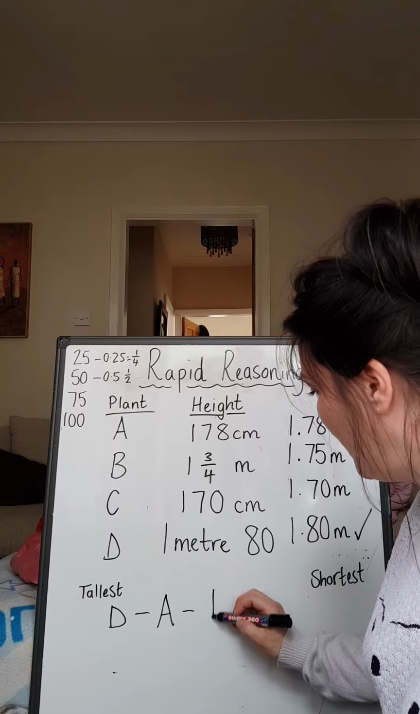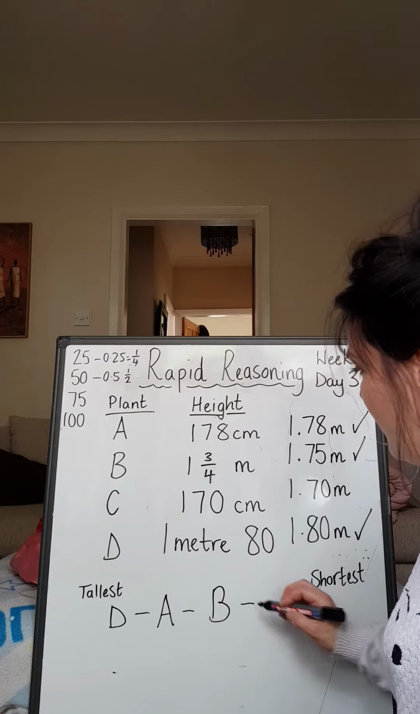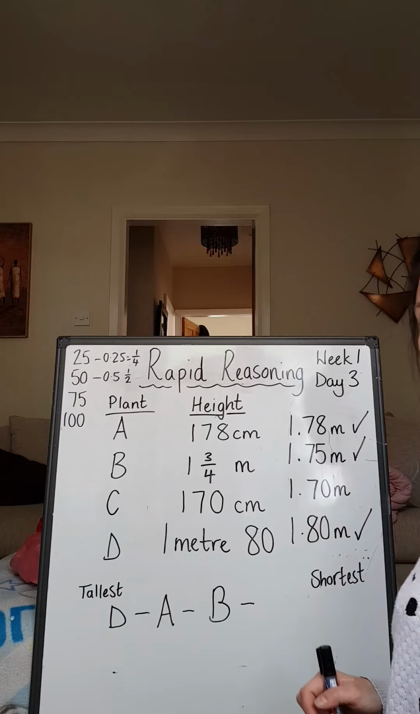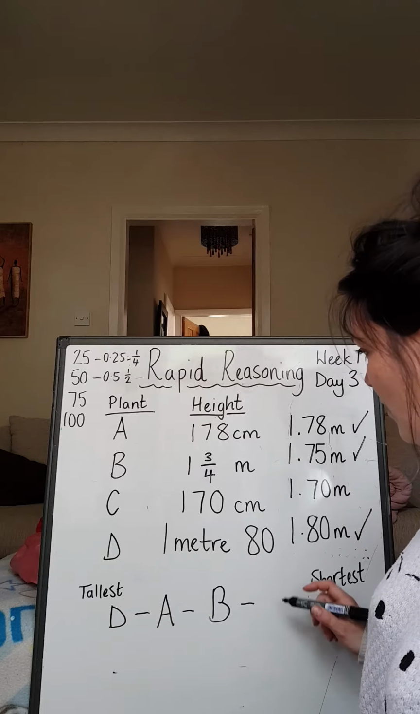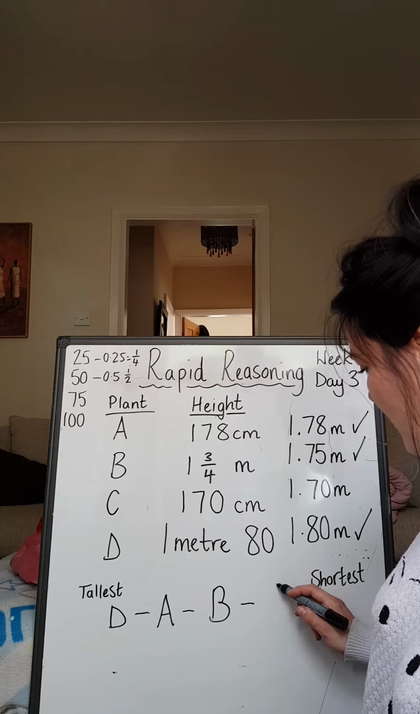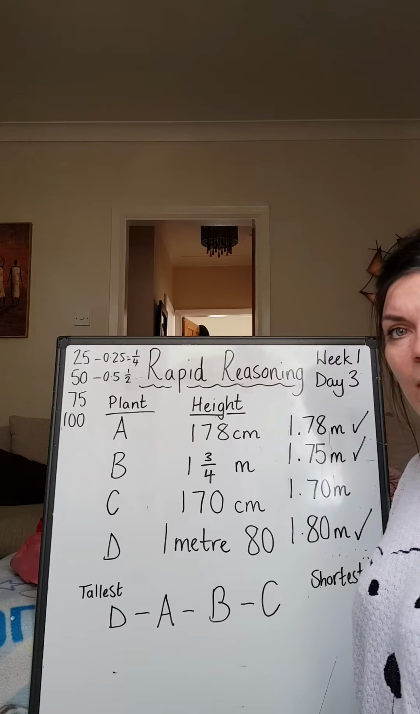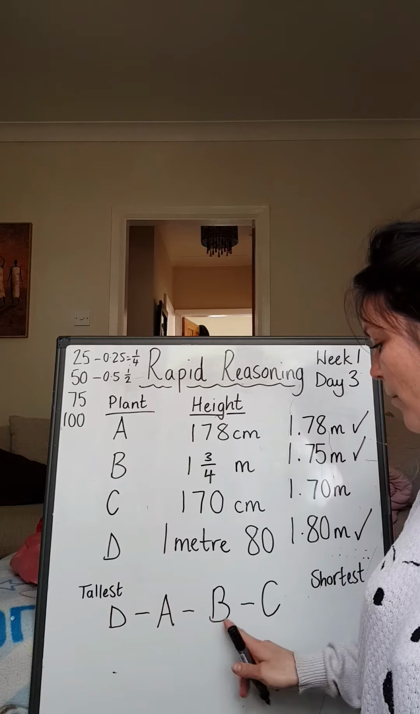So we've got B, and that leaves us with the shortest one. The smallest one in the bunch is 1.7 or 1.70, you might be saying, and that is C. So your answer to question 1 is D, A, B, C.